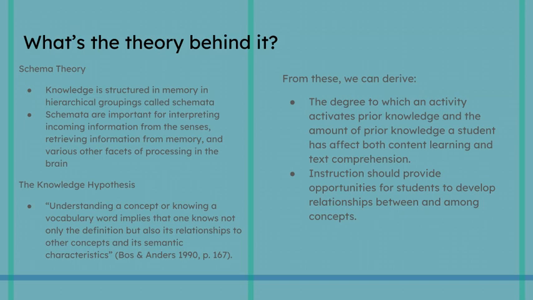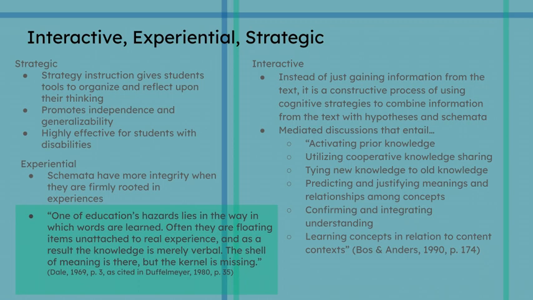So from these two concepts, we can derive the degree to which an activity activates prior knowledge and the amount of prior knowledge a student has both affect content learning and text comprehension. And instruction should provide opportunities for students to develop relationships between and among concepts. Earlier I said that semantic feature analysis is interactive, experiential, and strategic. What do I mean by that?